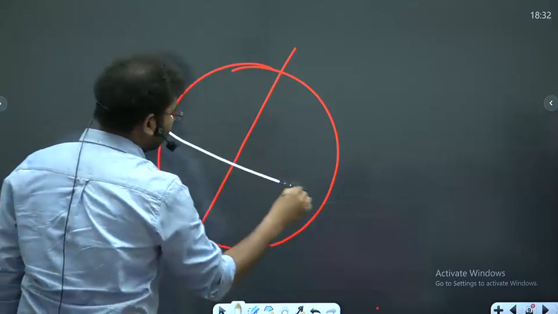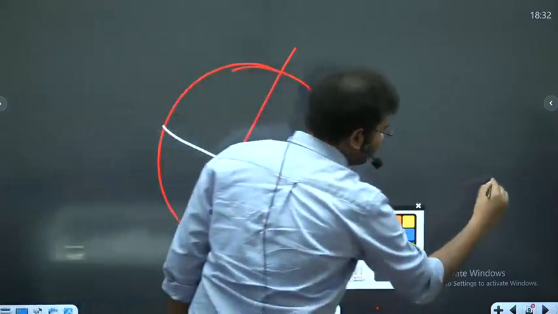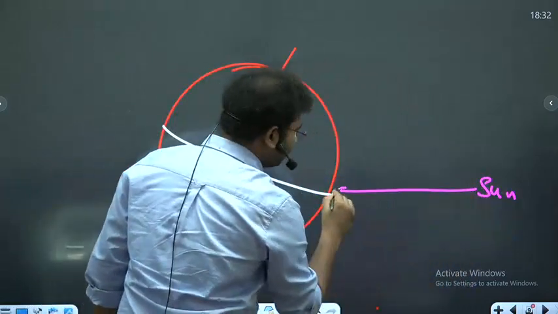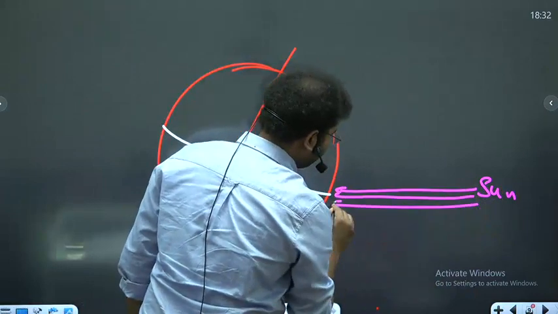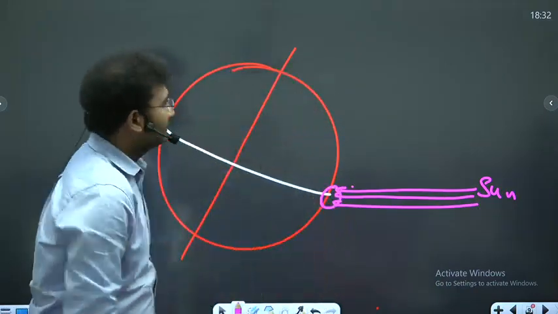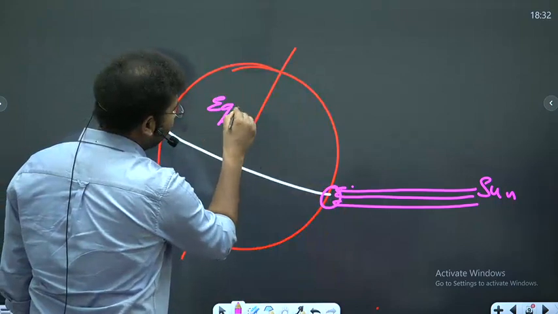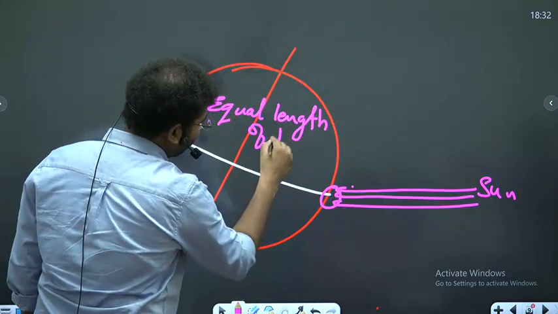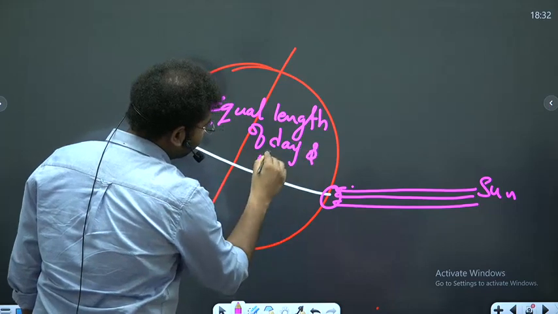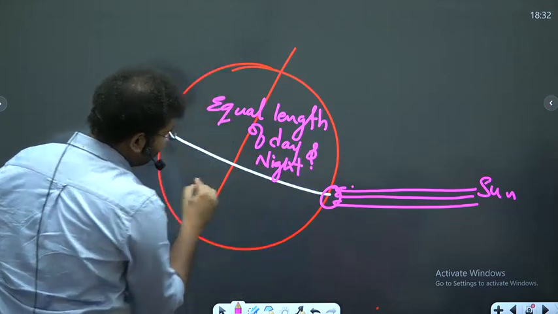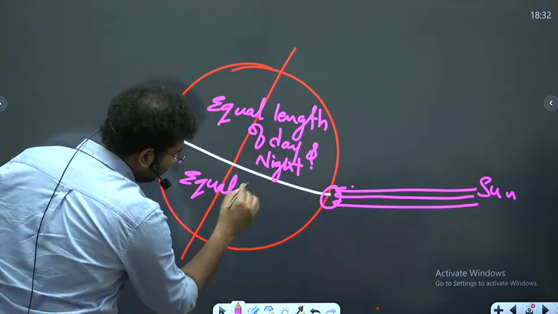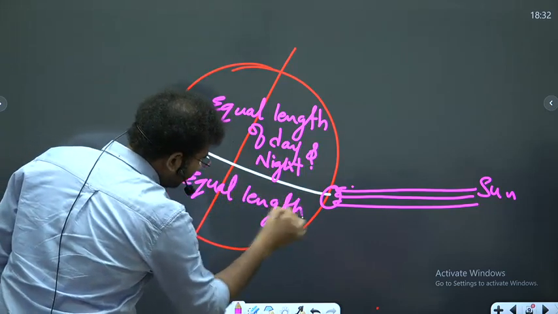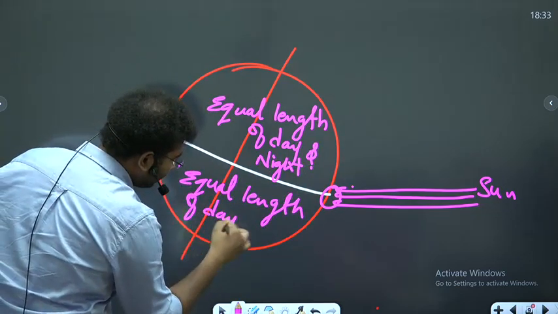If this is your equator, the sun's rays will directly fall here on the equator. Okay? So, in the northern hemisphere, you will have equal length of day and night. In the southern hemisphere also, you will have equal length of day and night.